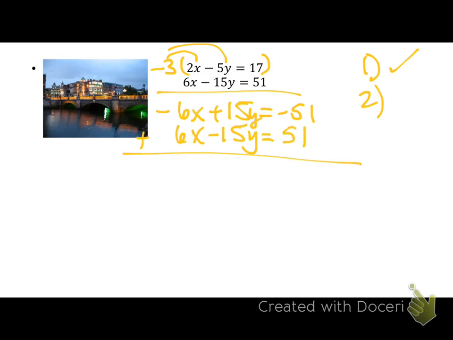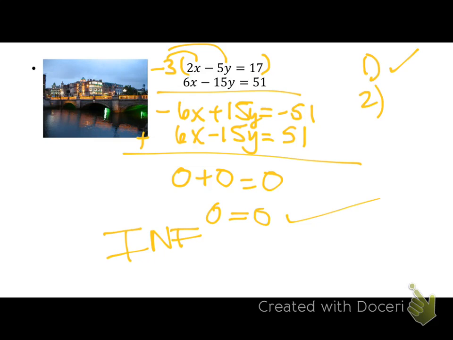Go ahead and add. Negative 6x plus 6x is 0. 15y plus negative 15y is 0. Negative 51 plus 51 is 0. Does 0 equal 0? Yes. So our answer is infinite.